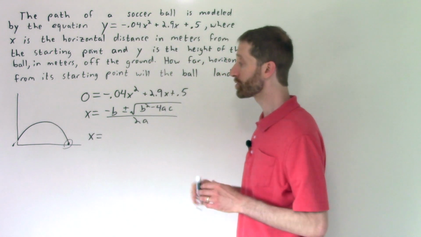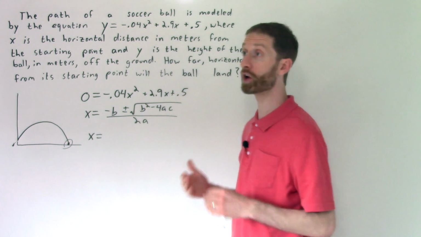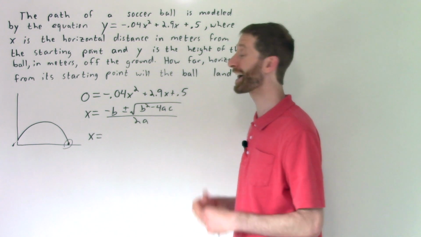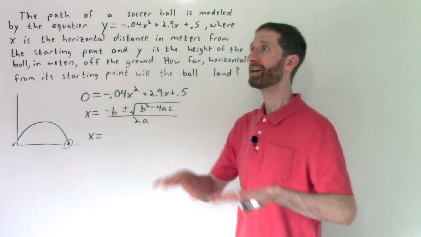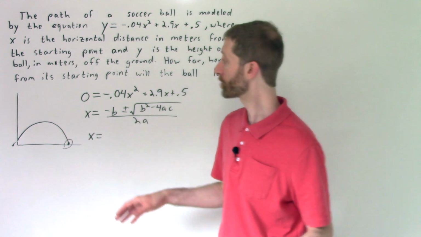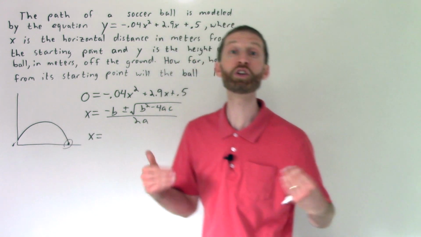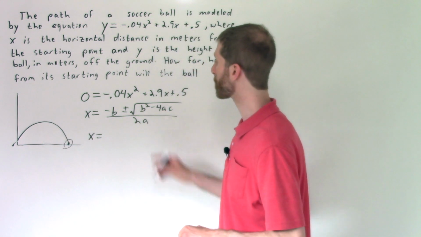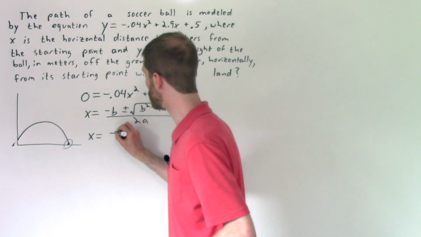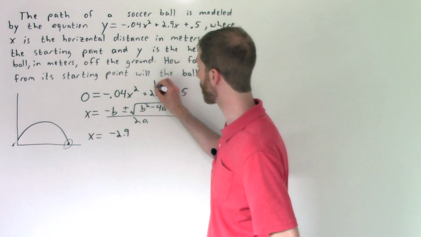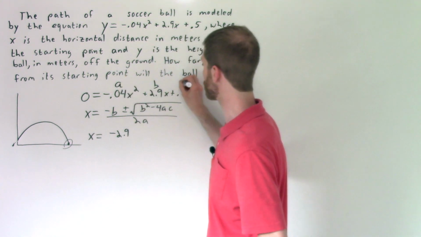Now, I want to remind you again, it was as simple as saying we want to know when this ball lands, which is when is the height 0, which is setting the equation equal to 0. That was it for the word problem. Once we determined that that's what we wanted, then we knew we were good. So now we're just going to use the quadratic formula. So the opposite of b is negative 2.9. Here's b right here, here's a right there, and here's c.